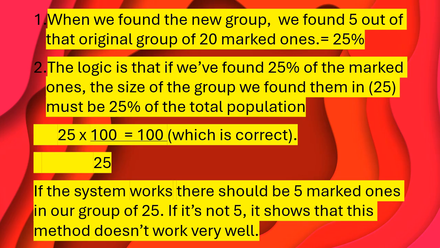Firstly, when we found the new group, we found 5 out of that original group of 20 marked ones. So that was 25%. The logic is that if we found 25% of the marked ones, the size of the group we found them in, which was 25, must be 25% of the total population. So 25 over 25 times 100 equals 100. So they're saying the total population is 100. So if the system works, there should be 5 marked ones in our group of 25. If it's not 5, it shows that this method doesn't work very well.